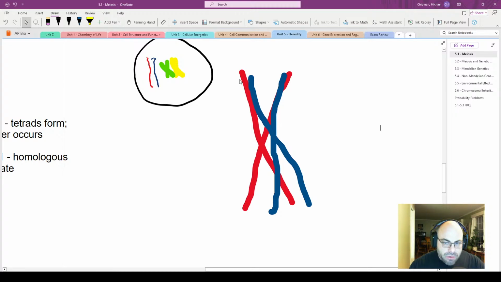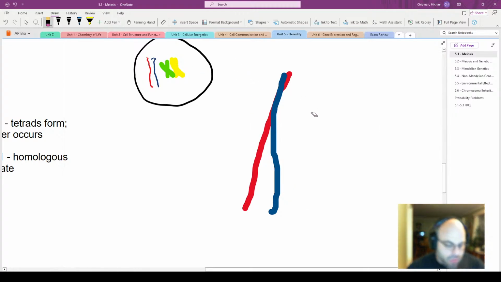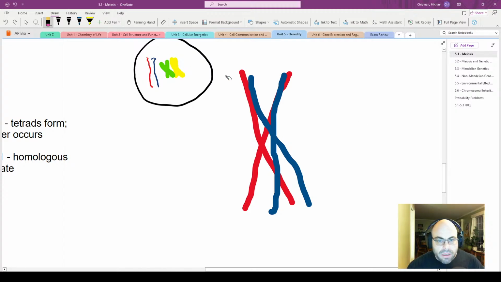And during prophase 1, crossing over can occur. What is that? Well, it's where these homologous parts separate. It's where these little parts, because they're homologous, right? The same genes are on them. This red is now going to have a piece of blue on it.